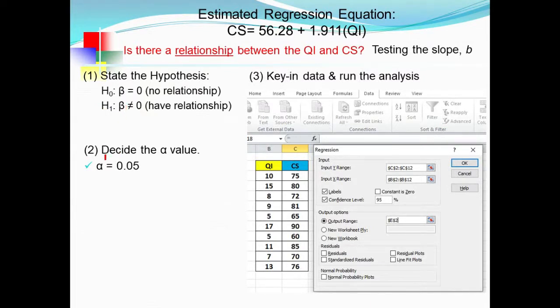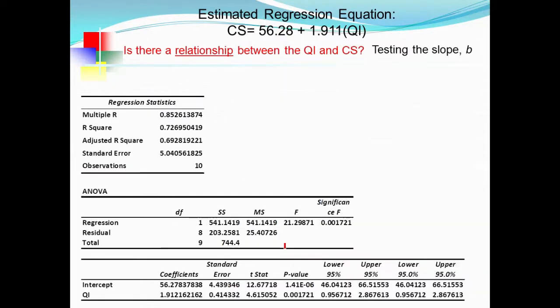Alternative hypothesis, beta is not 0. Then the second step, we have to decide the alpha value. Normally we put 0.05. Once we know this alpha value, then we start to key in the data. This is the Excel. We key in the data and then we choose the regression function, as I mentioned in part 1. Next, once we run the analysis, this is the output. Okay, so let's see how to read this output for the hypothesis testing.